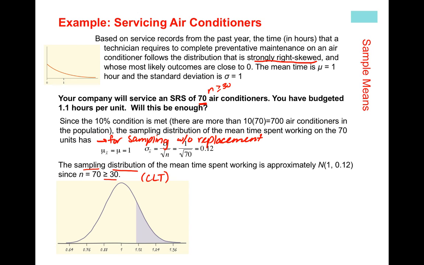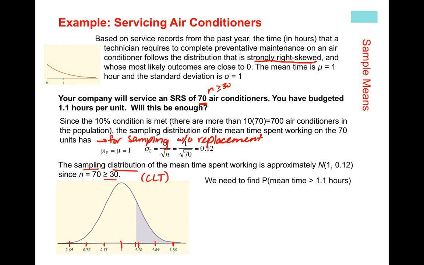So here's a sketch of that sampling distribution. Again, centered at that population mean of 1. And then we can count up by multiples of that standard deviation for the sampling distribution, which was 0.12. And then again, we can count down by multiples of the same. The question here was, we budgeted 1.1 hours per unit. So it's going to be about here. We want to know if that's going to be enough time. So we're going to find the probability, basically, that we were exceeding the 1.1 hours per unit.